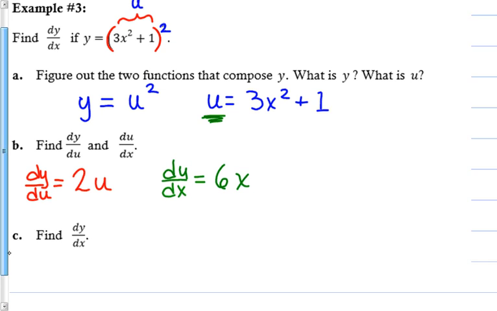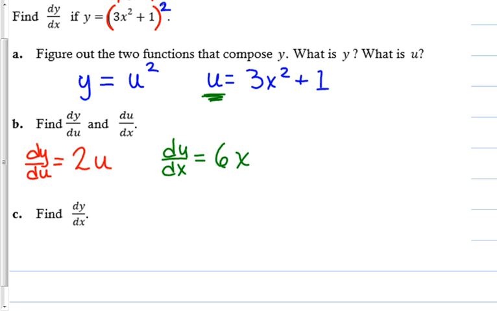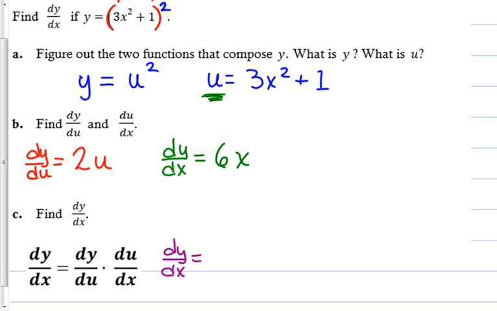So now I'm finding dy/dx. Let me go ahead and recall my little formula. I pasted my formula here: dy/dx equals dy/du times du/dx. Now remember, that's basically the derivatives of the two functions being multiplied. That's all it is. So let me fill this out. dy/dx equals dy/du, which is 2u, times du/dx, which is 6x.